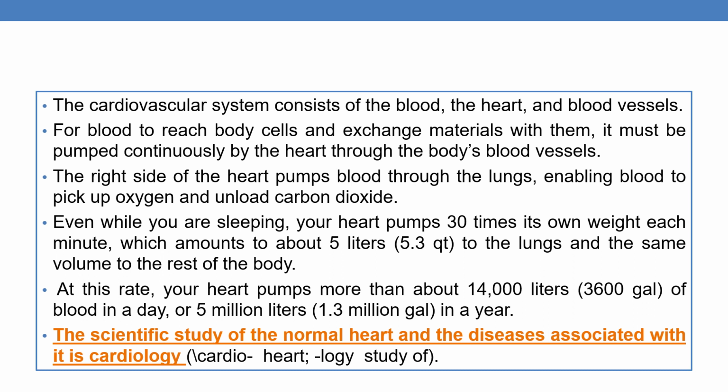vessels. The right side of the heart pumps blood through the lungs, enabling blood to pick up oxygen and unload carbon dioxide. For that reason, the right side of the heart contains deoxygenated blood. Even when you are sleeping, your heart pumps 30 times its own weight each minute, which amounts to about 5 liters to the lungs and the same volume to the rest of the body.